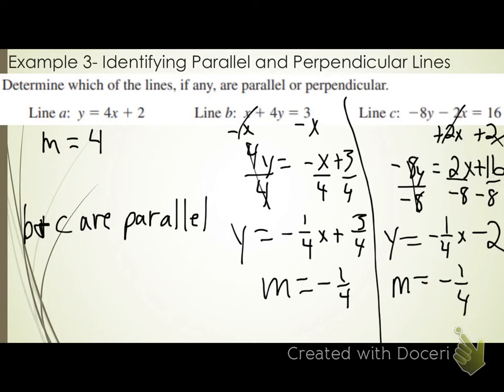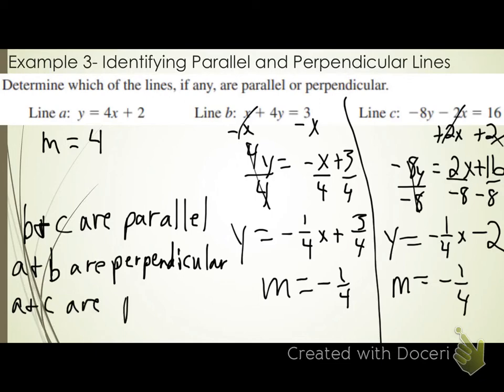Yes. Line A with literally any of them. Line A is perpendicular to both B and C, correct? So I can say A and B are perpendicular, and A and C are perpendicular. Do I have any other sets of perpendicular lines? Nope. That's about it. I've identified all the ones that are parallel, all the ones that are perpendicular, correct?